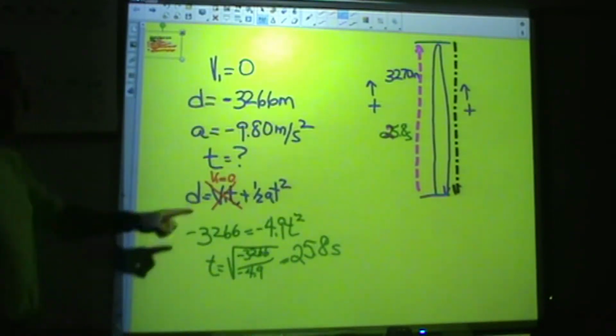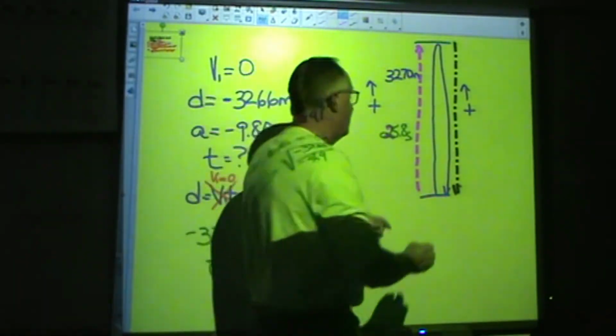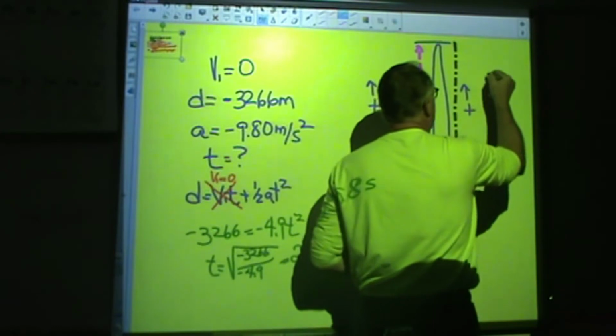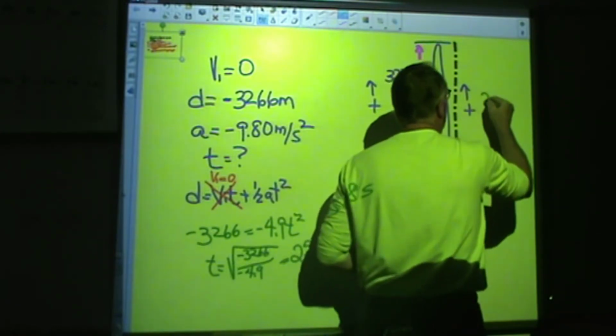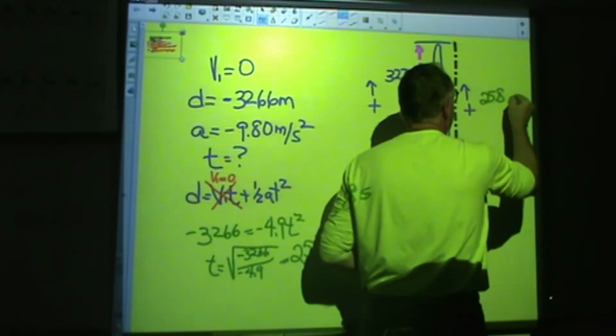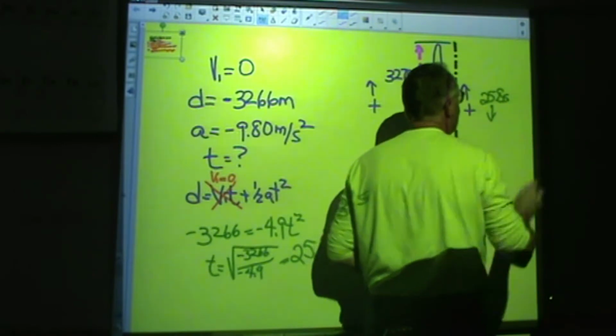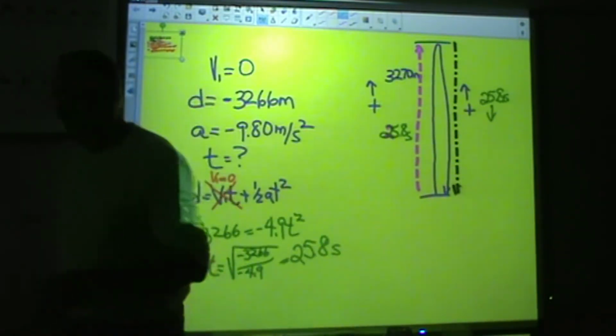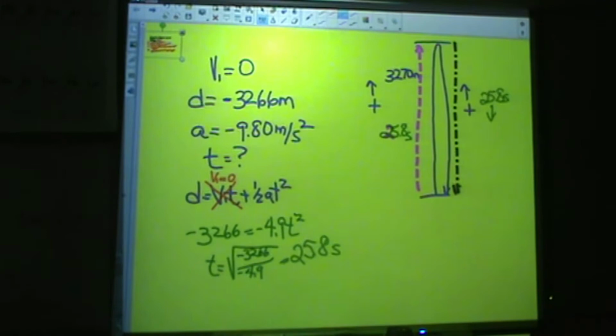All right, so it took 25.8 seconds up, and it takes 25.8 seconds down. That's the answer I got. So I wasn't wrong. No, you had a negative. You can't have a negative time. Oh. Back to the future. Time is always going in one direction. We haven't got that whole reverse time figured out. 25.8 seconds.